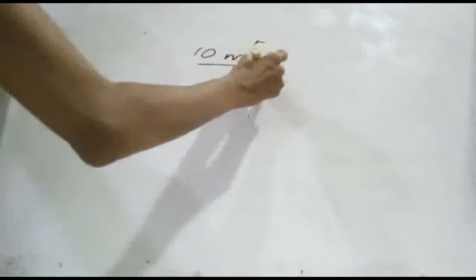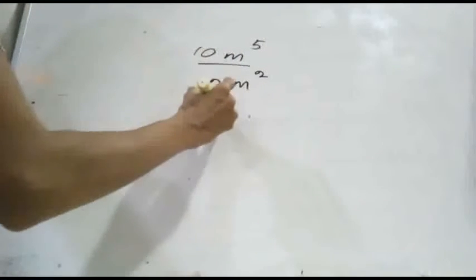10m to the power 5 is divided by 2m to the power 2. 10 divided by 2 is equal to 5.